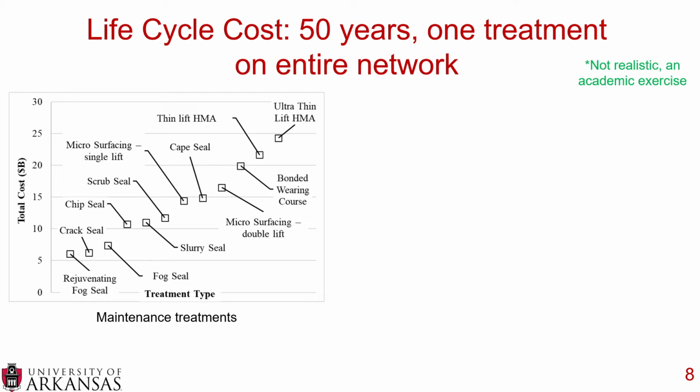And so you can see here on the y-axis, we have the total costs over a 50-year period of putting these different maintenance treatments on a road. And something that pops out immediately is in the lower left-hand quarter, those have the lowest costs, and it's only either asphalt emulsion or a sealant material. And as you move up to the right, you add aggregate and the chip seals, slurry seals, scrub seals, and microsurfacing. Then cape seals are a combination of a chip seal and a slurry or microsurfacing. And then in the far upper right corner, you have the hot mix asphalt based treatments, the bonded wearing course, the thin lift HMA, and the ultra thin lift HMA.